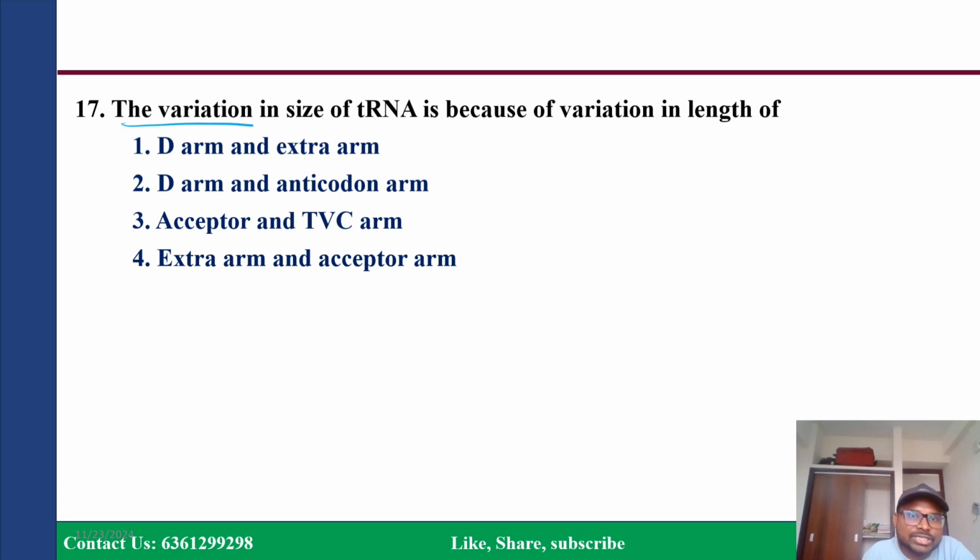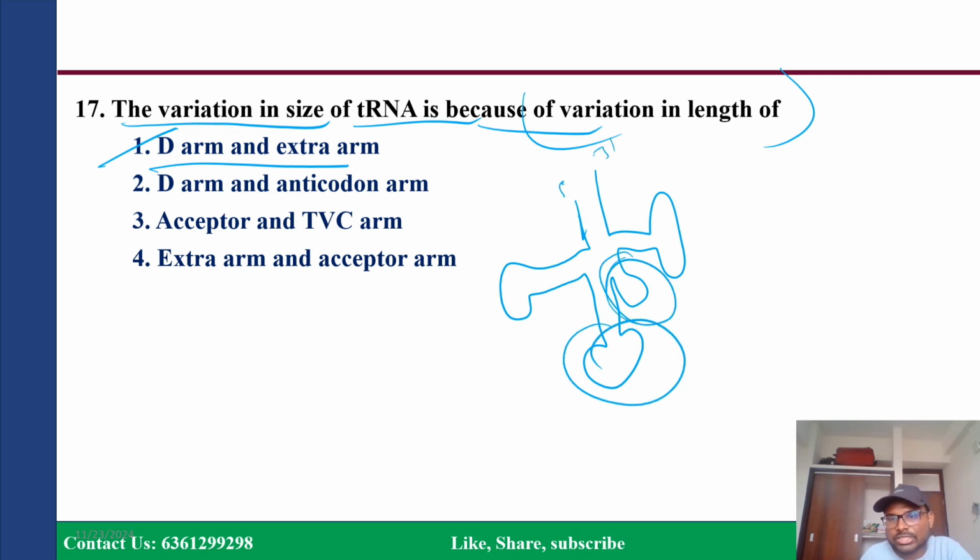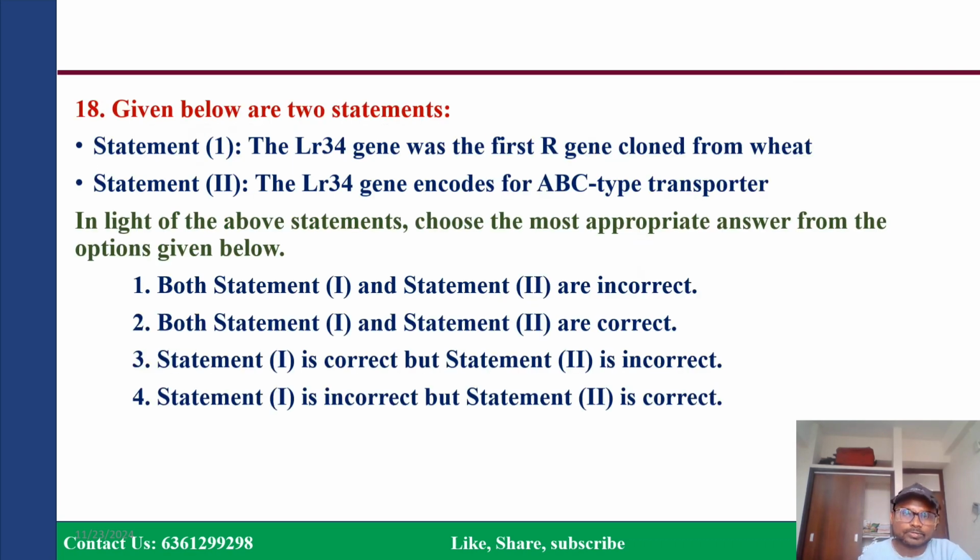Then, the variation in the size of the tRNA is because of variation in the length. It's a direct question: D-arm and so on. We know this is 5 prime to 3 prime. If there is a variation in the D-arm and variable loop, the size of your tRNA will change. It's again a direct question from the paper.